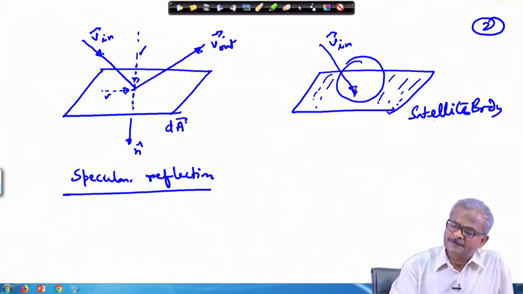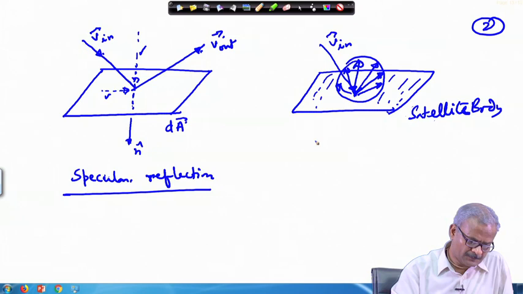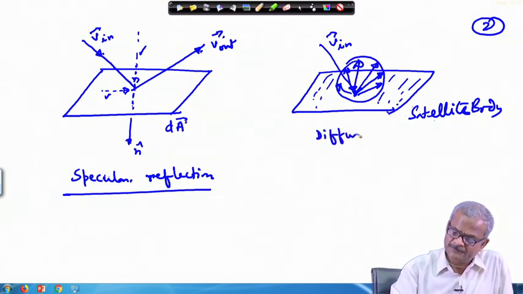So, once the molecule comes inside, it loses all its velocity and later on it is ejected. This ejection is a probabilistic phenomenon and it can be ejected in any direction. This type of ejection is called the diffuse reflection.